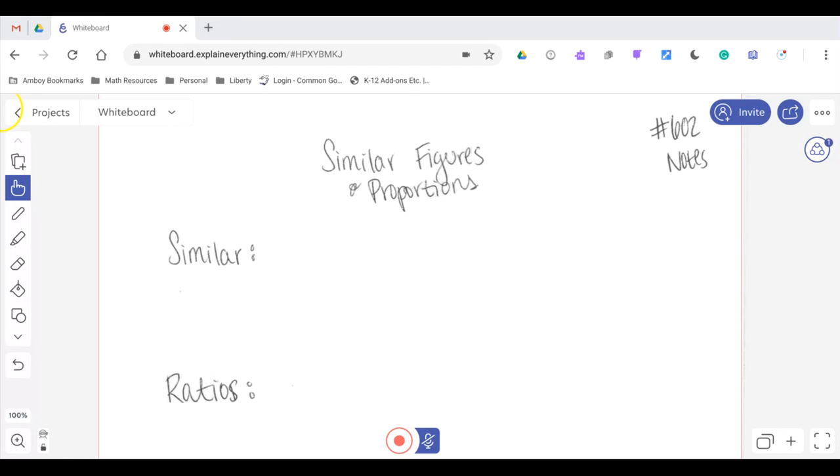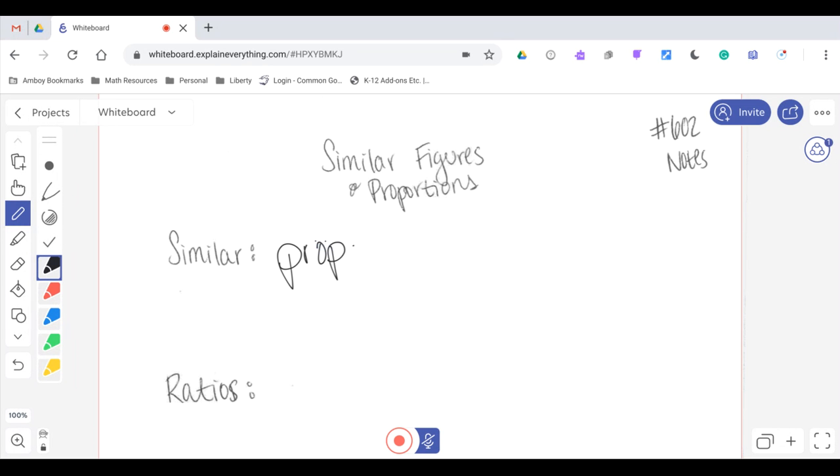Welcome back, Math 2. Today we're going to continue talking about similar figures, and we're going to start using proportions to be able to find missing pieces of shapes or be able to use this in real life to find missing pieces that we need. Okay? So, quick refresher, the word similar means that we have proportional sides or proportional size, but same shape.